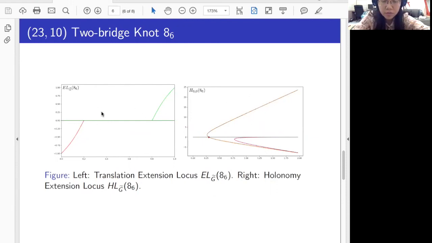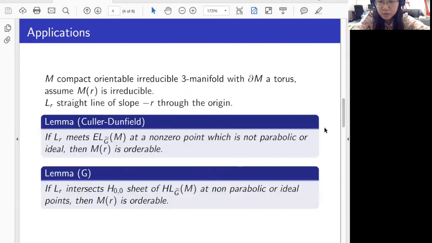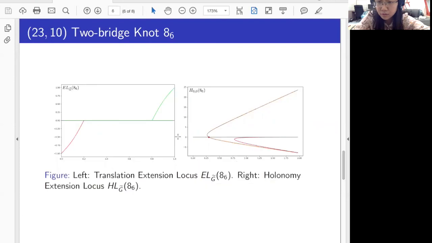Okay. If we apply the previous two lemmas, then we can intersect the curves with straight lines through the origin, and we will see that Dehn filling of the 8-6 complement of slope from positive infinity to -1 is orderable.